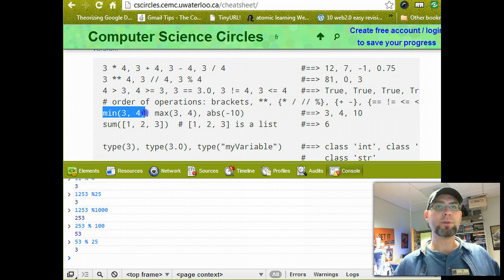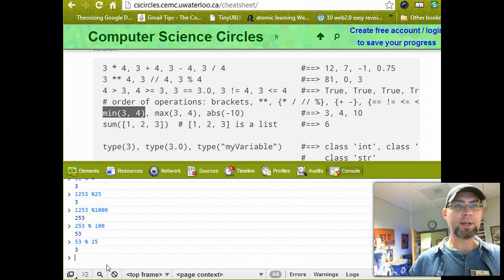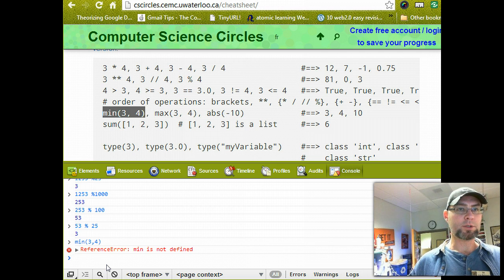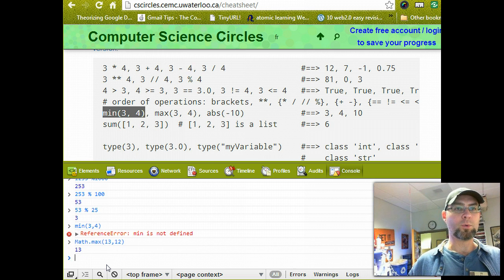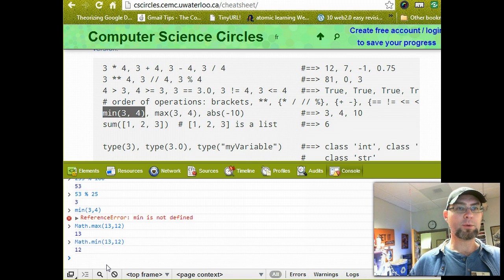What about this min 3, 4, and max? Well, if we type min 3, 4, it fails to work. But remember that math thing? Math dot, and then, oh look, max and min. So let's try max. I'll put 13 and 12. What do I get? 13. How about math.min 13, 12, and I get 12.